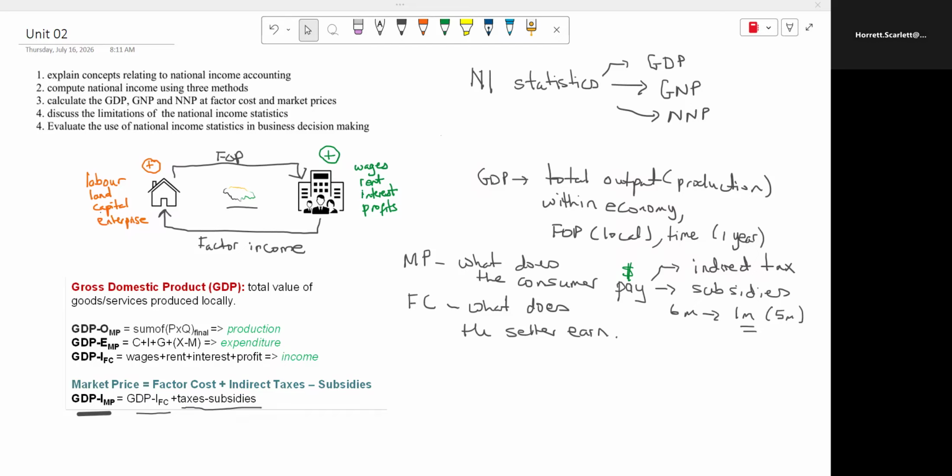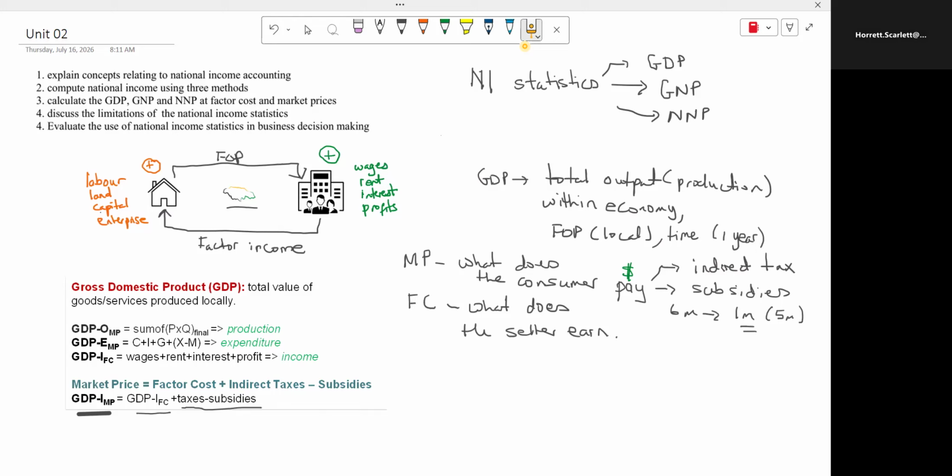Just as a reminder of where we were, we were looking at national income statistics. And we are saying that there are a few ways in which we can compute this. We can look at the gross domestic product, the gross national product, or the net national product.